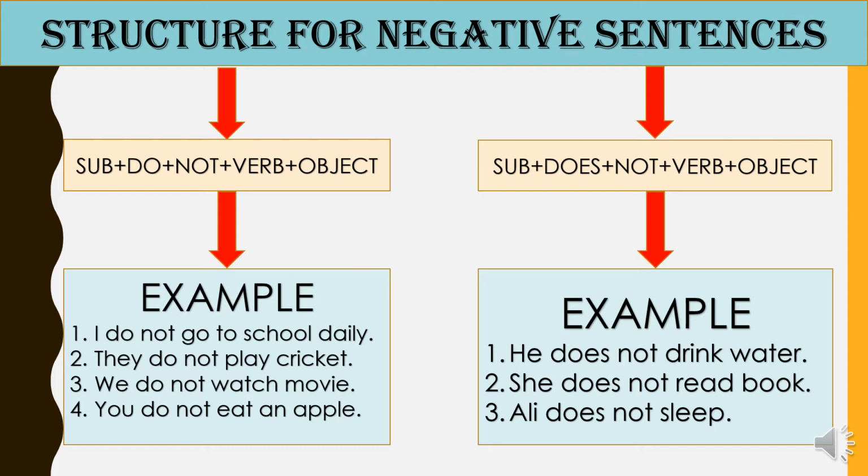Do you notice one thing? That with the third person singular sentences, I am not adding s or es with the verbs. So keep it in your mind that whenever you are going to make negative and interrogative sentences of present simple tense and you are using does with third person singular, there is no need to add s and es with the verbs. Right, my dear students? No need to add s or es with the verbs.